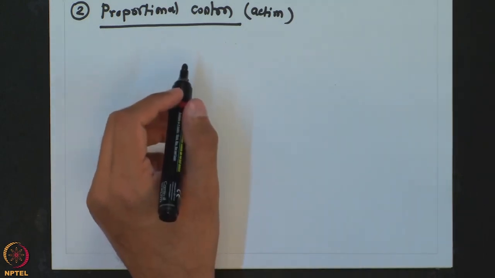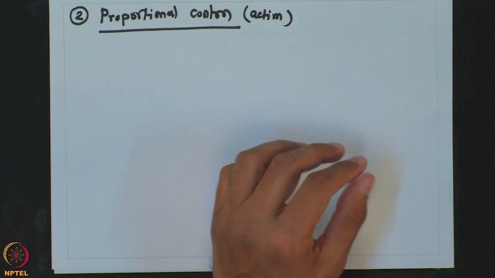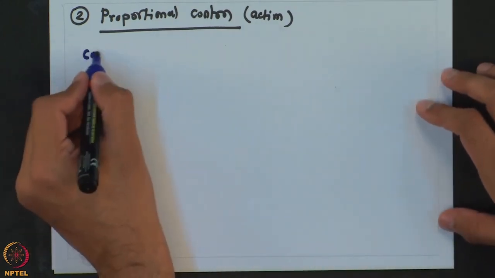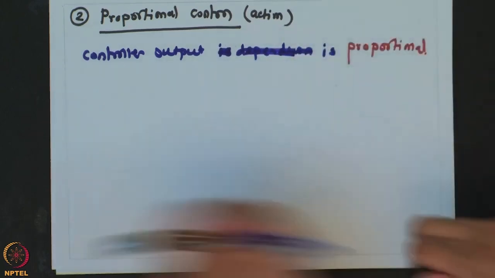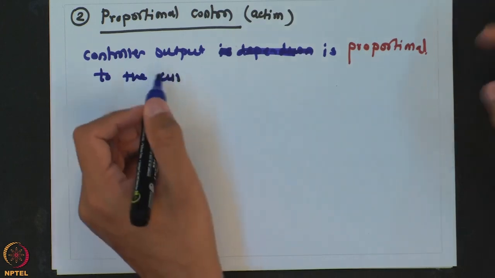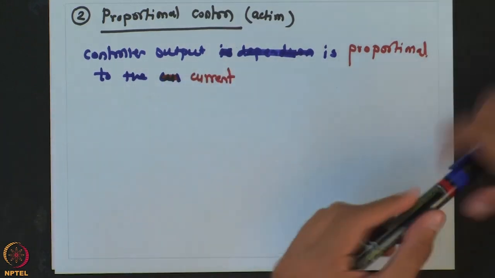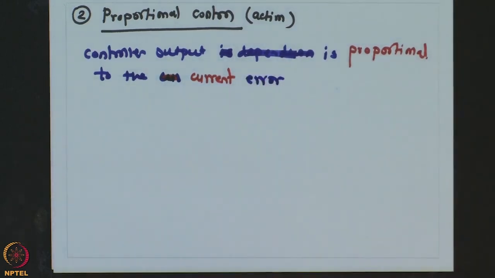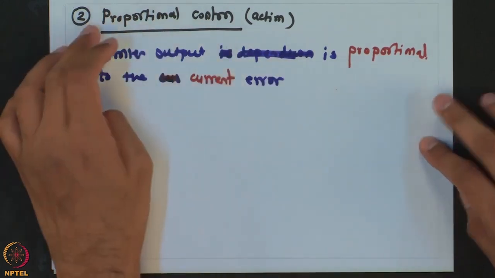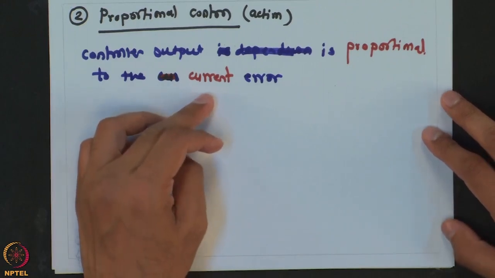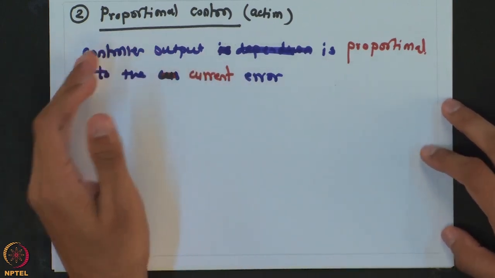So, for the previous on-off controller, we saw that the control action or the control output was dependent on the size of the current error. So, in this controller, the controller output is proportional to the current error. There are two points which I have highlighted here for this control action. One is the controller output is proportional, and that is why the controller is known as a proportional controller, and it is proportional to the current error. So, all we are interested in is what is the current value of the error, and proportional to that will be the action taken by the controller.